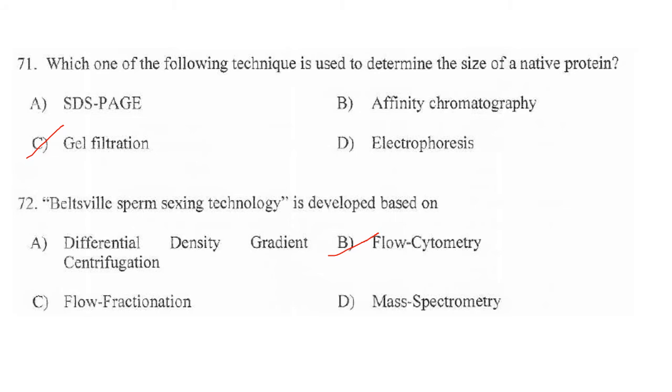Then Bell's-Wiley sperm sexing technology is developed based on what? It is an effective means of producing progeny of predetermined sex in cattle, sheep and laboratory animals. The method is based on flow cytometric separation of X and Y chromosome bearing sperms, which are subsequently used for surgical, intratubal or intrauterine insemination. So here the answer is the flow cytometric method. So answer is option B.